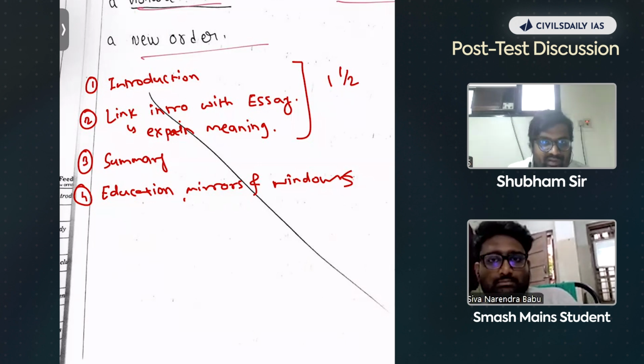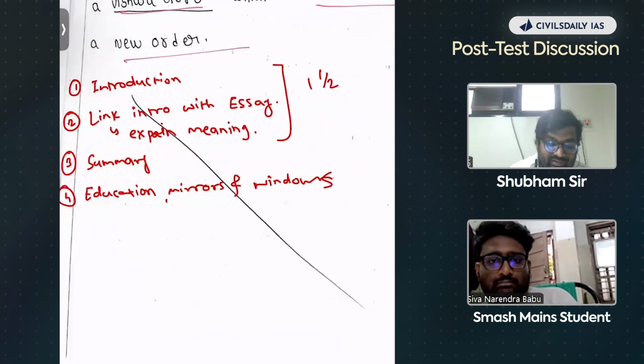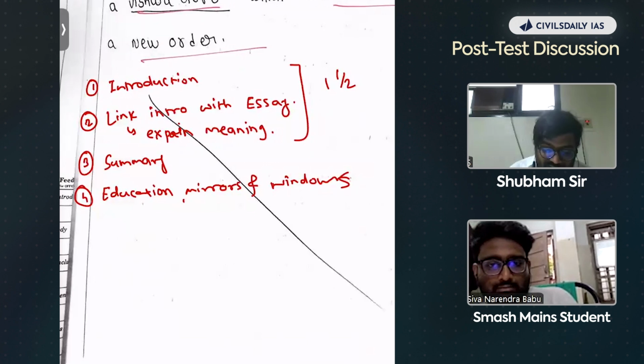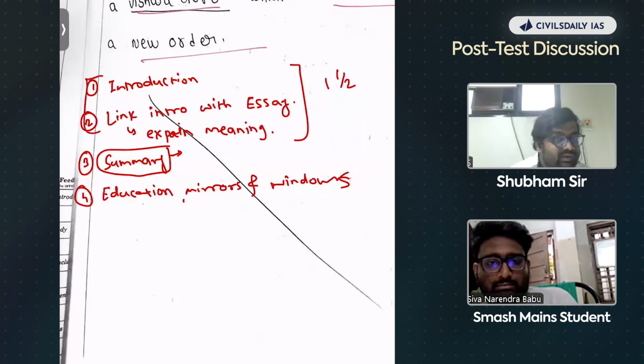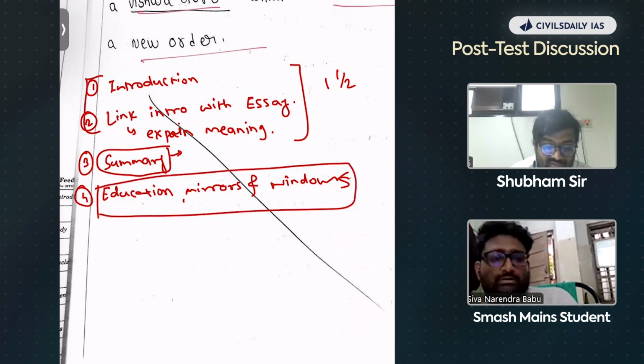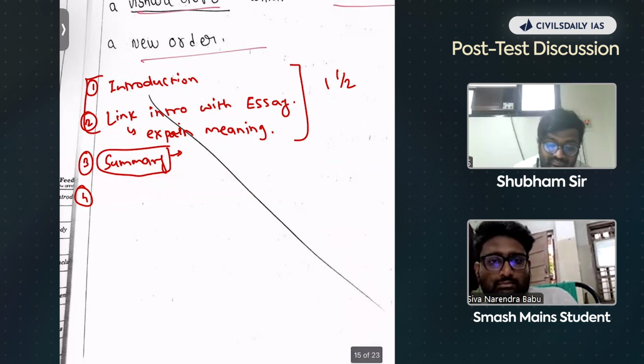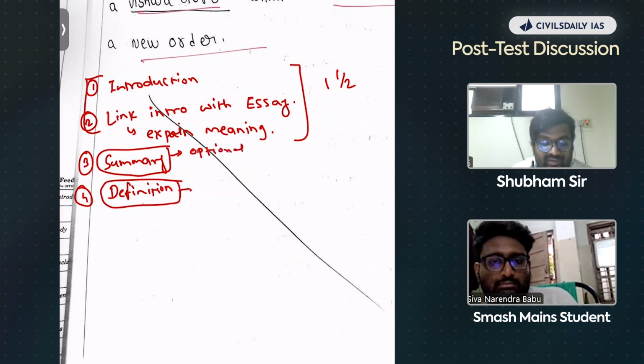You just define; these two are mandatory, this is not mandatory. These two have to be in your structure. Again, this is also not mandatory. So this is your option. If you have any better way of starting the introduction, you can do that also. Then you come to the main body.